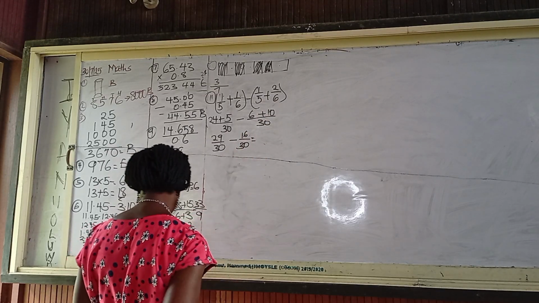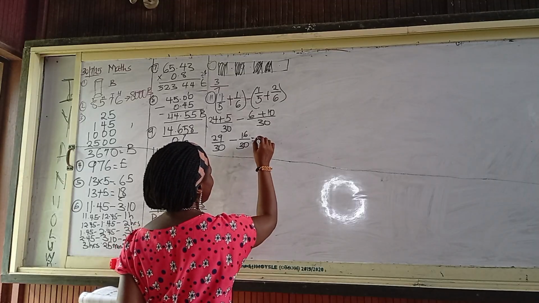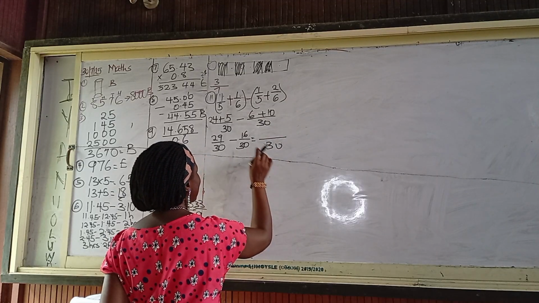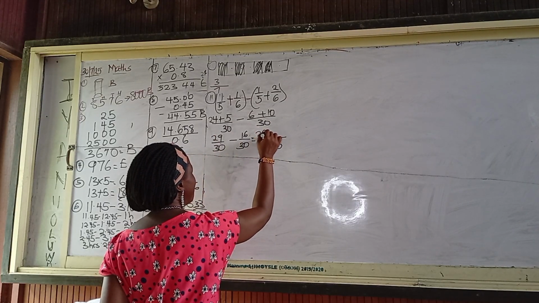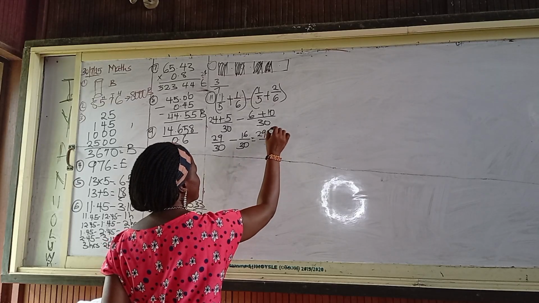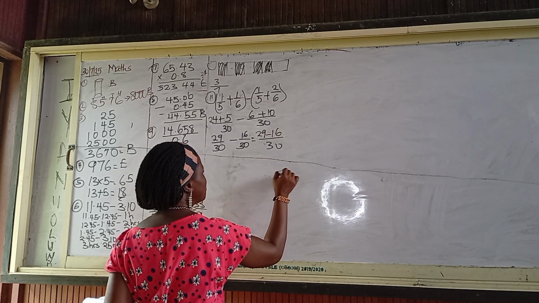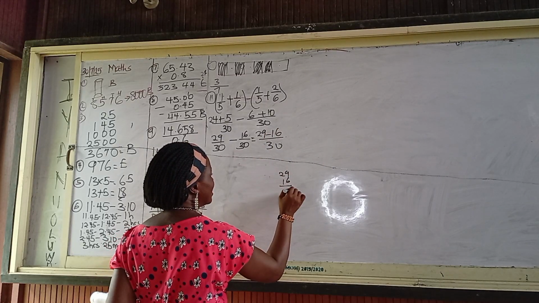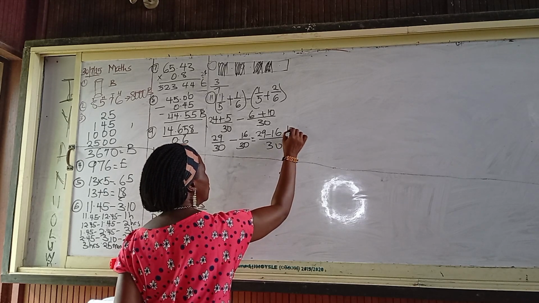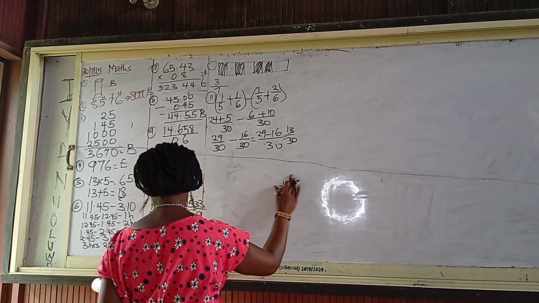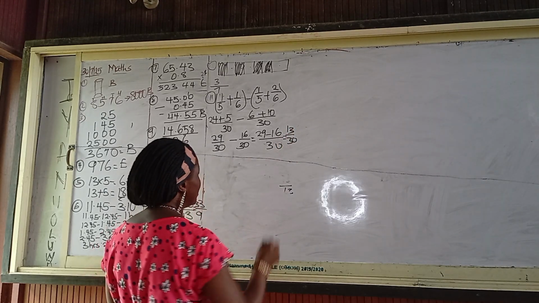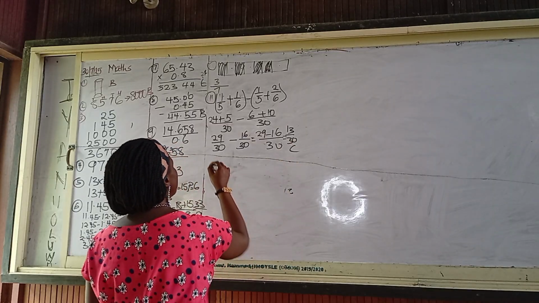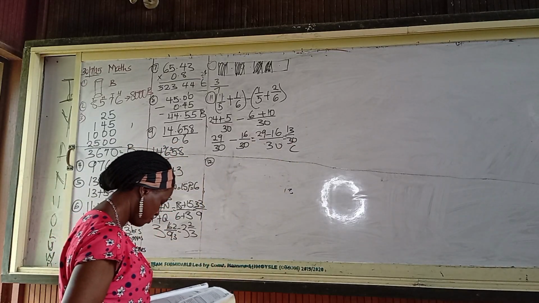Then we find the LCM of these two. So LCM of 30 and 30, that is 30. 30 and 13, 1. That's 29 minus 30, 16. So if you have 29 minus 16, that is 13 over 30. That is our answer. Do we have it in the option? Yes. Option C. Now to number 12.